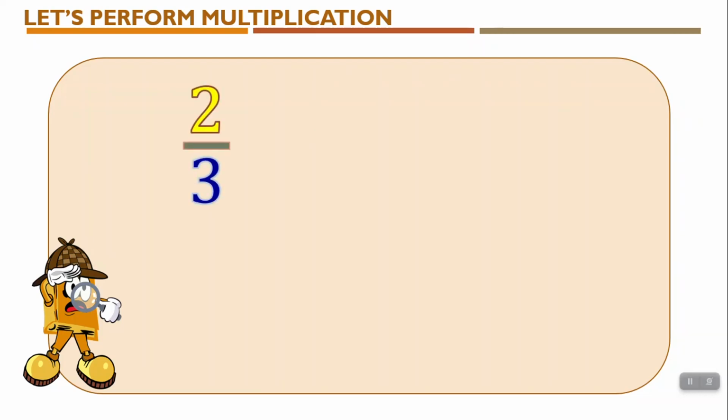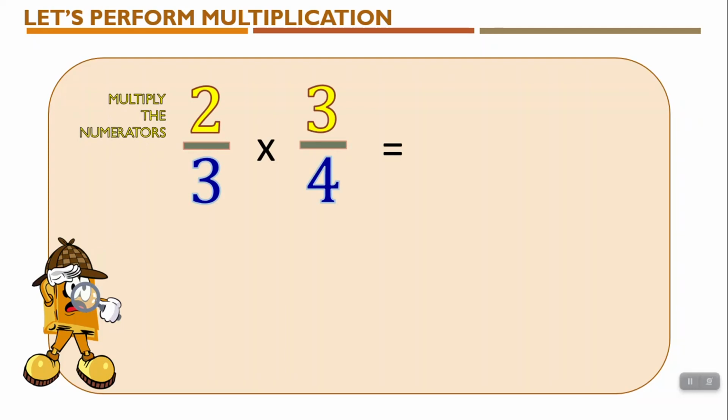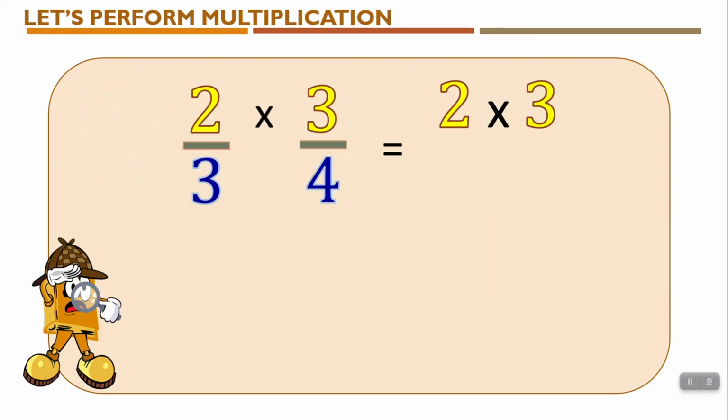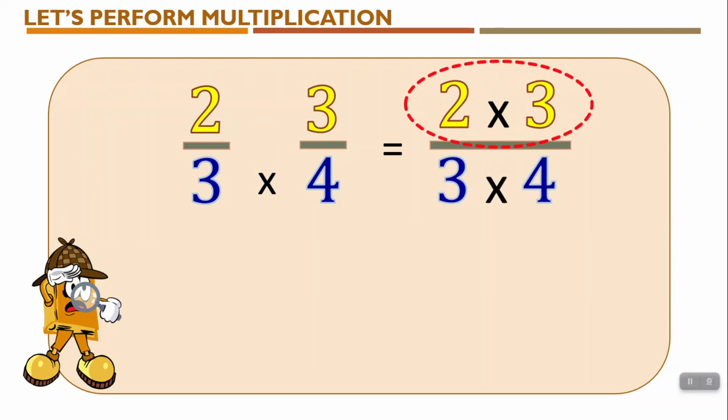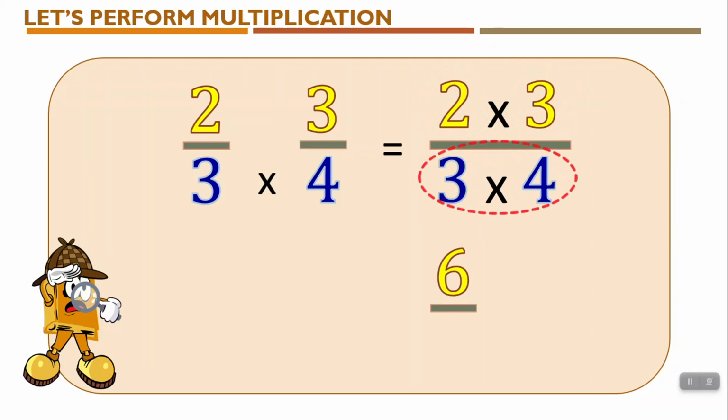Let's look at another example. 2/3 multiplied by 3/4. Again, we multiply the numerators first, 2 times 3. And then we move to multiplying the denominators next. Multiplying the denominators gives us 3 times 4. And so our numerators, 2 times 3, gives us 6. Our denominators, 3 times 4, gives us 12.